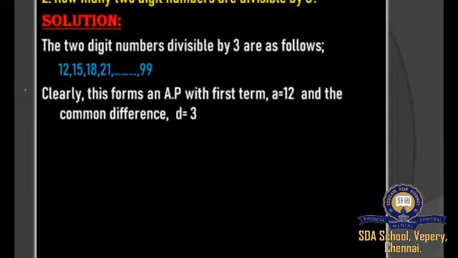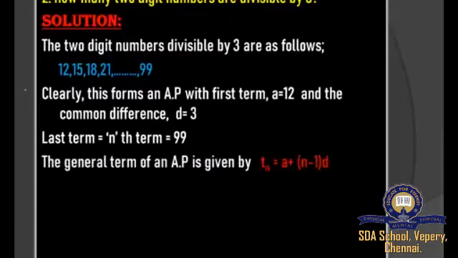Then we can proceed. So here the first term of the sequence will be 12 and the common difference is 3, right? So here one additional term is given, that is the last term. The nth term is 99.